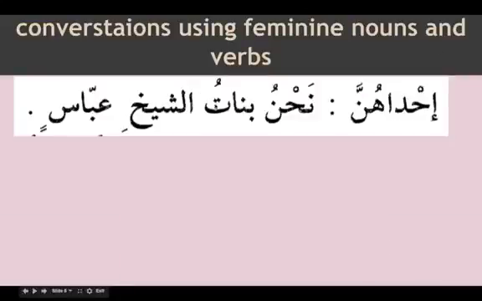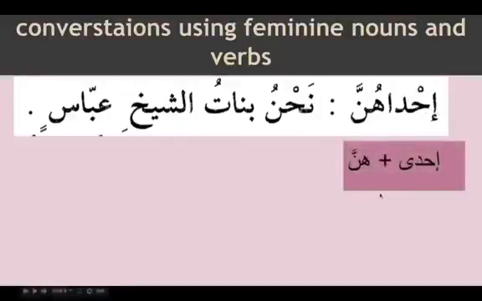Then there is ihdahunna, one of them. One of those ladies, al-fatayatu; now we are using a pronoun for them. Ihdahunna, one of them. Ihda is the feminine form of one. In the previous session, lesson number 14, we did ahaduhum, one of them, which is for masculine, and ihdahunna is the feminine form.